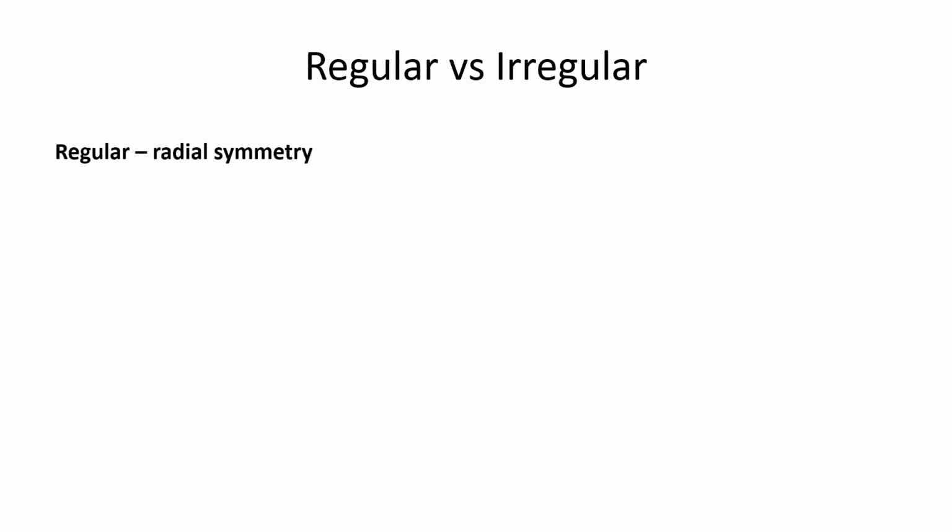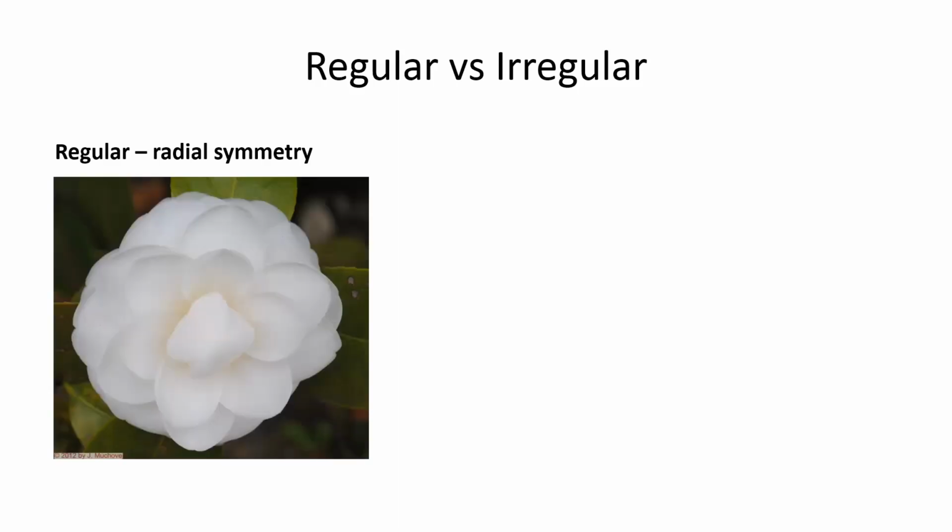Regular says we're dealing with radial symmetry. So when we're dealing with something with radial symmetry, we take something like this flower, and theoretically, no matter which way you put a mirror in this flower, up and down, horizontally, on a diagonal or something like that, you're going to get mirror images out of the two parts of it.